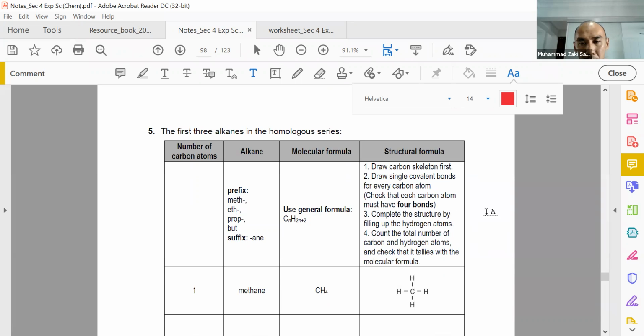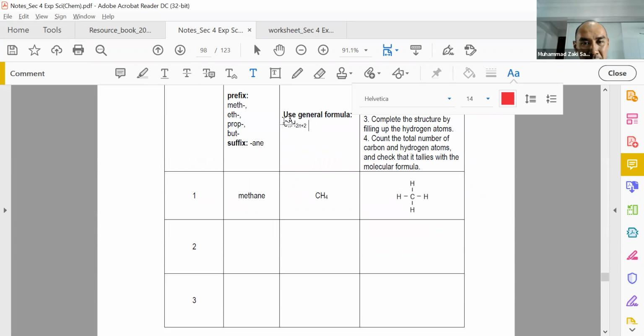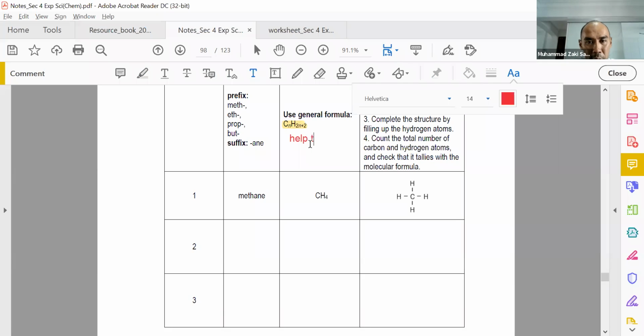Okay, this is the general formula. We derived it in class. What is this general formula about? The general formula is used to help you determine the chemical formula of an alkane. What do I mean by that?